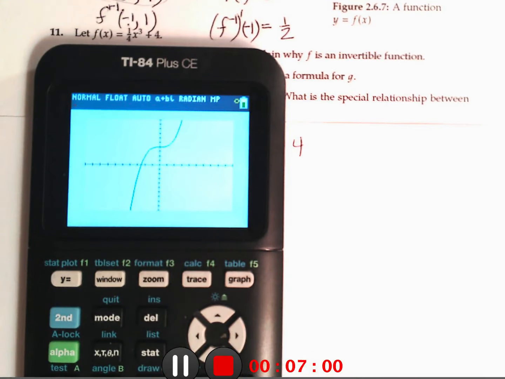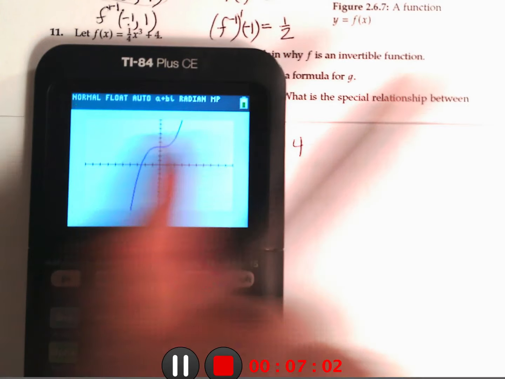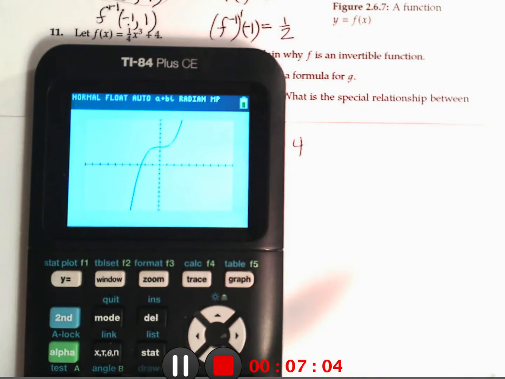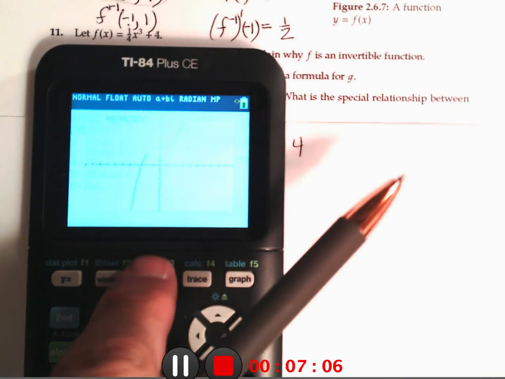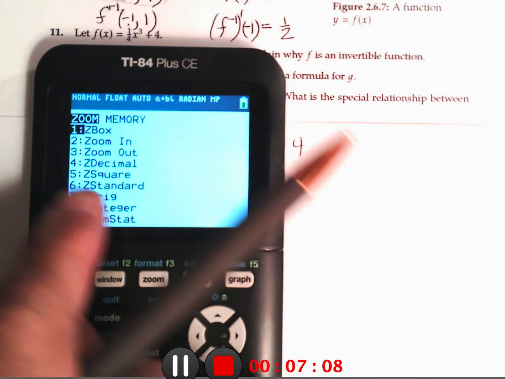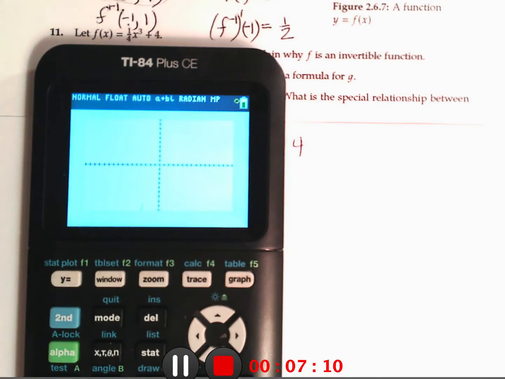And then to make it not distorted, I'll square it up. Zoom 5. Okay, so that's what it looks like.